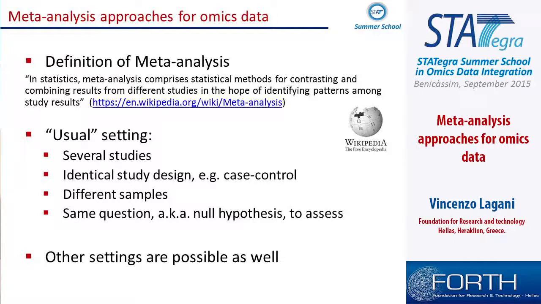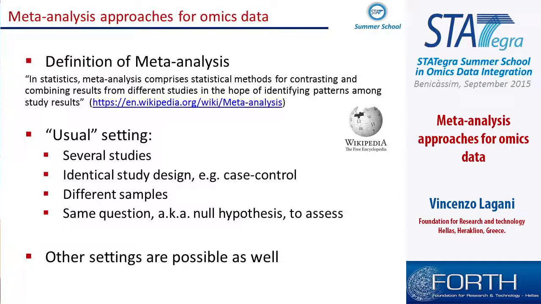Okay, let's be a little bit more specific and see the setting that we will consider here. We have several studies that can be performed at different times, in different years, for example. All these studies try to answer the same question. For example, they try to identify differentially expressed genes in two specific conditions, like Alzheimer's versus controls. Each study has its own different samples. So, for example, there was a study in Spain or a study in England and so on. They should also have an identical study design, for example, all case-control or retrospective studies and so on. This is the setting we are going to talk about today, although other settings are also possible, but they are more complicated, so I'm not going to touch them.